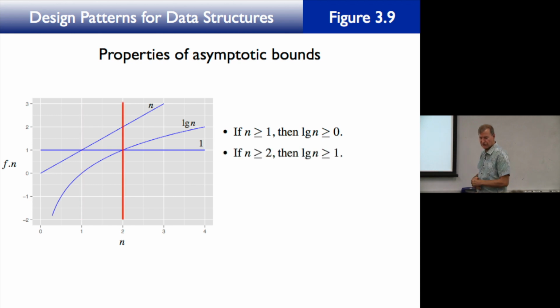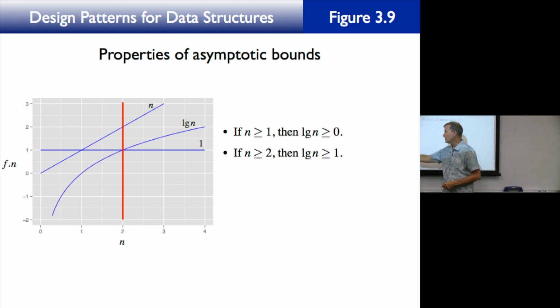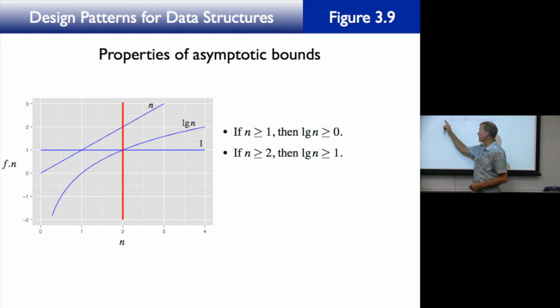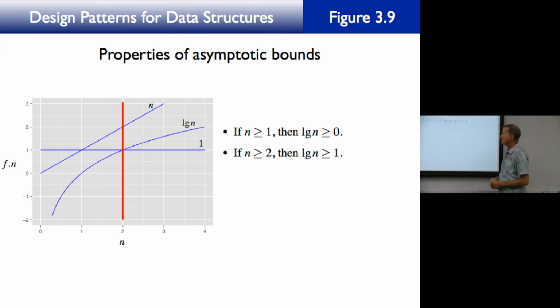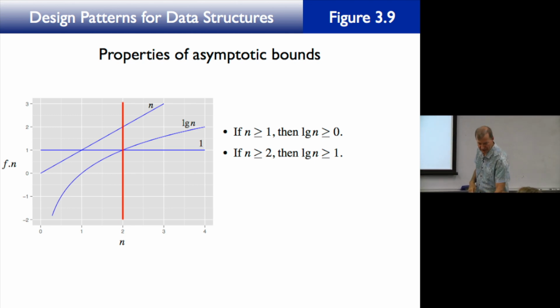And fact number 2 is that if n is greater than or equal to 2, then what? See, here's n equals 2. So if n is greater than or equal to 2, the log of n is greater than or equal to 1. So it's bigger than the constant 1. Are you with me? And now the third one is, what about n compared to log n?